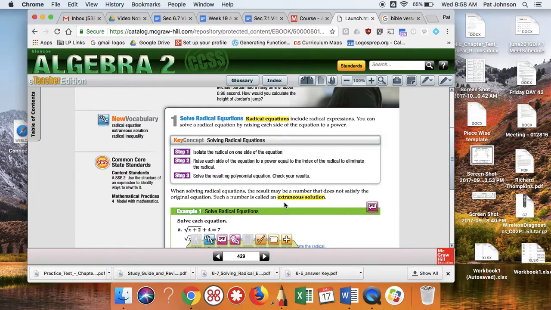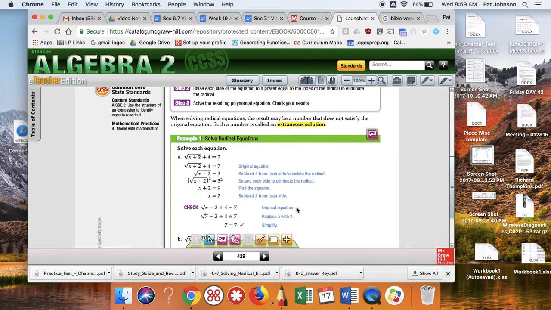Once we get a solution, we must check it in the original equation. The reason we do that is our next vocabulary word, extraneous solutions. We've heard about extraneous solutions before. When we're solving, we can get a solution, but when we put it back in, it does not give us a true statement. We call that an extraneous solution. It is not a solution of the function. It's kind of like not a real solution.